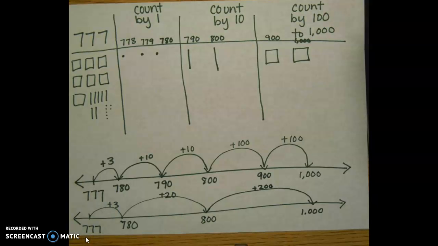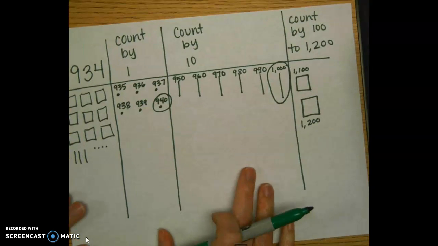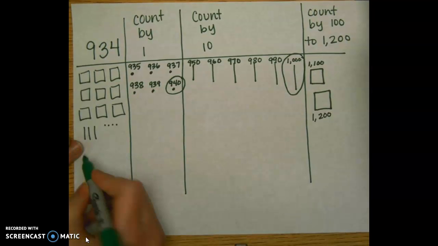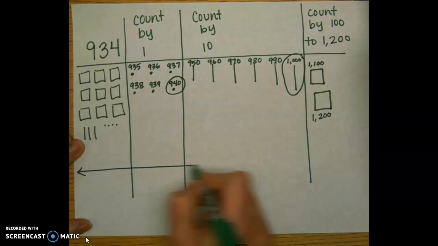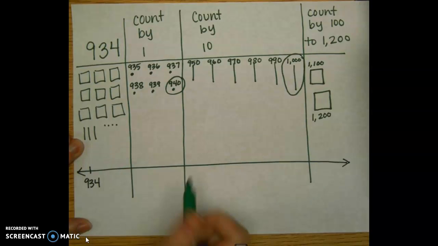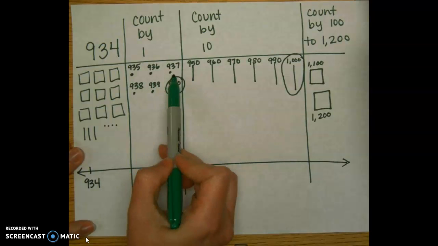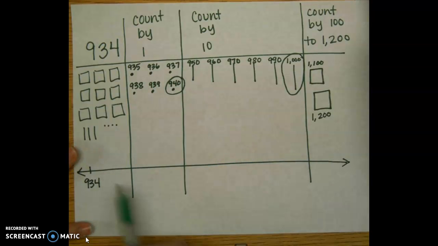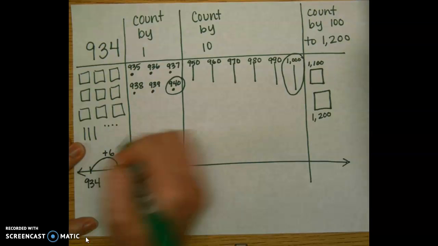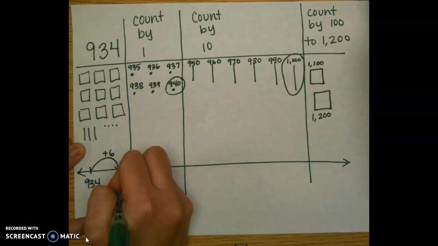Now let's take a look at the other number that we did, 934. I'm going to draw a number line again, starting at 934. We counted by ones, 1, 2, 3, 4, 5, 6. So we could do 6 small jumps of 1, or we could just do one jump of 6. So I'm going to do one jump of 6, and that gets us to 940.